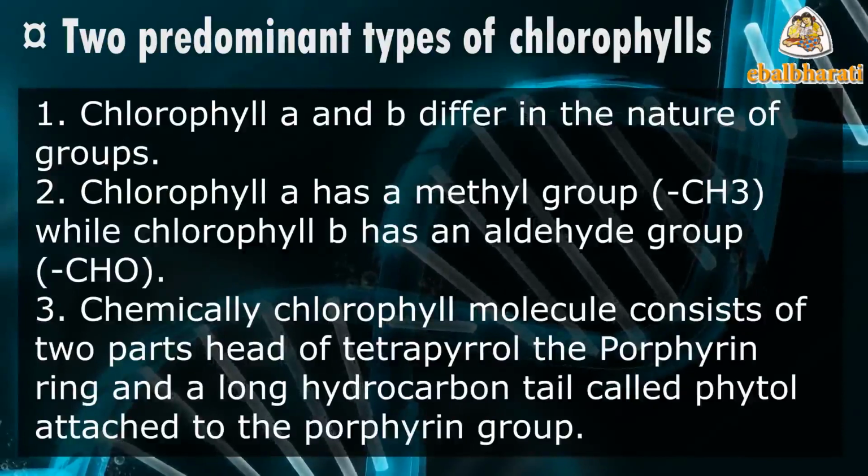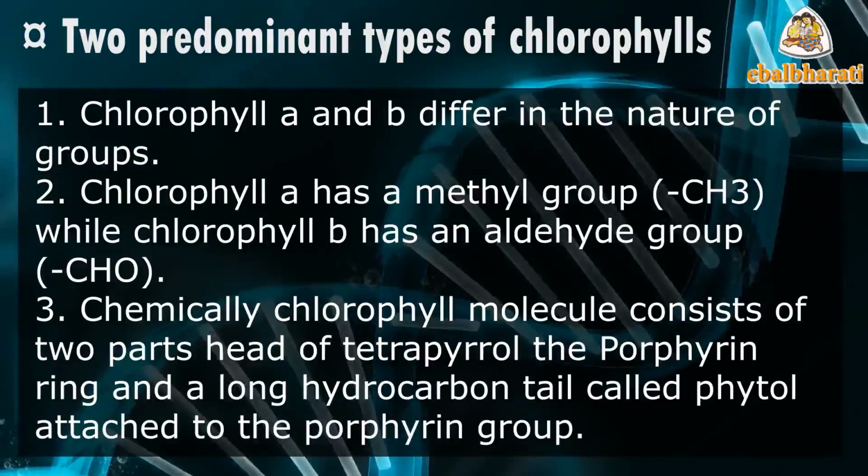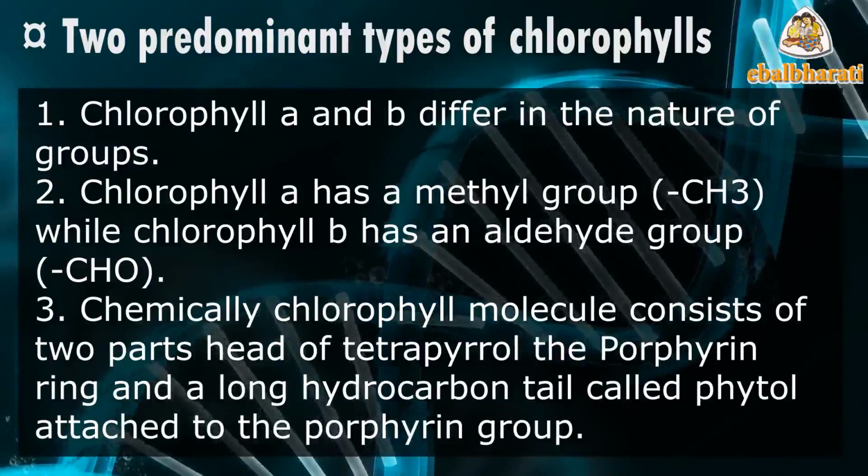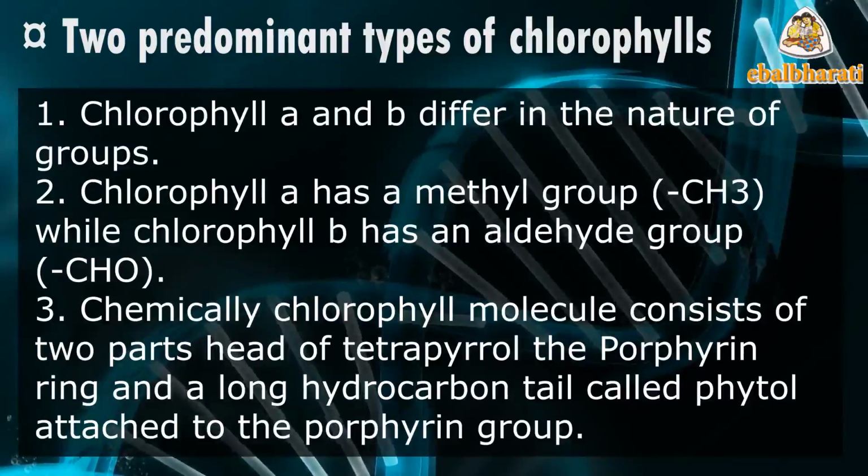Chemically, chlorophyll molecules consist of two parts: a head of tetrapyrrole, the porphyrin ring, and a long hydrocarbon tail called phytol attached to the porphyrin group.